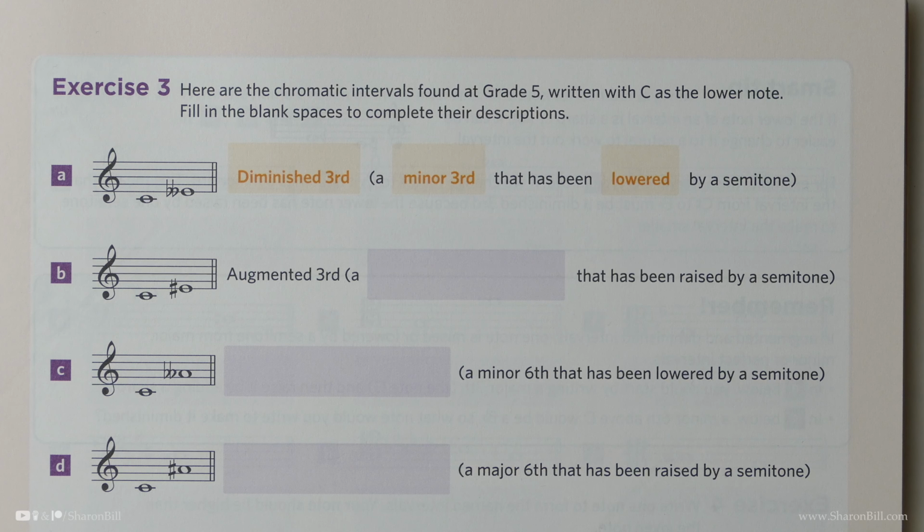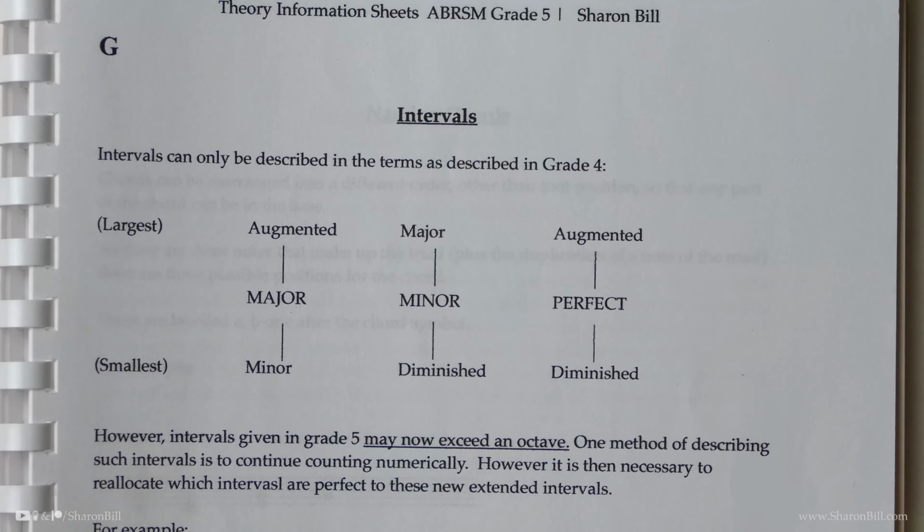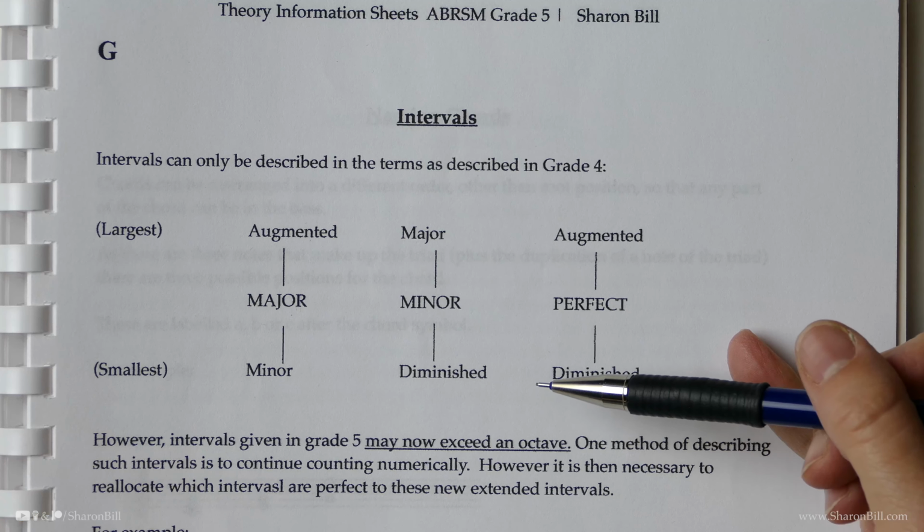Moving on to page 37 of the Grade 5 Discovering Music Theory workbook, we get a closer look at chromatic intervals. But before we dive into these exercises, let's just look back at what we've covered so far in the previous grade. You can find this in your Grade 4 workbook, or you can refer to my PDF information sheet, which you can download for free from my website.